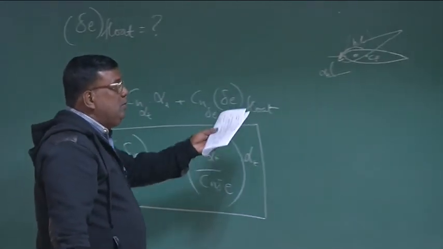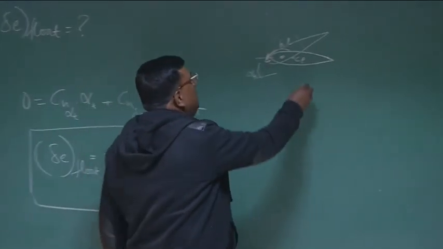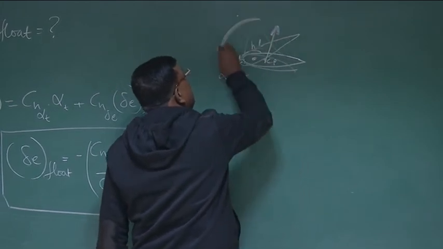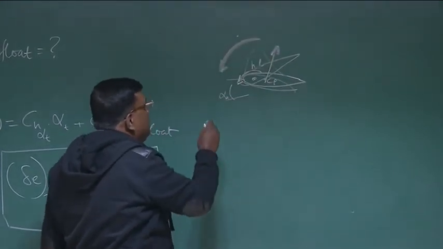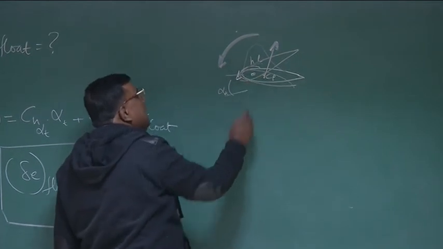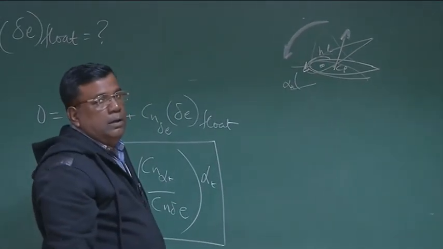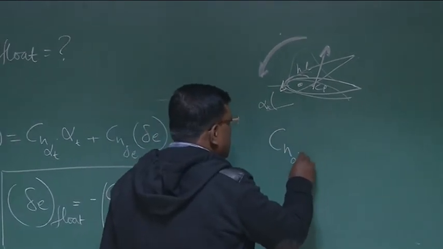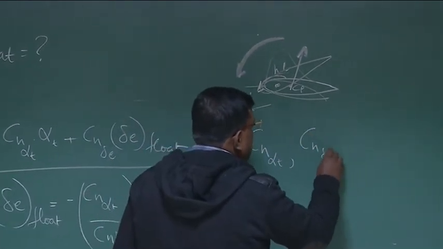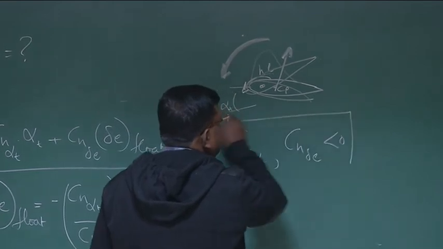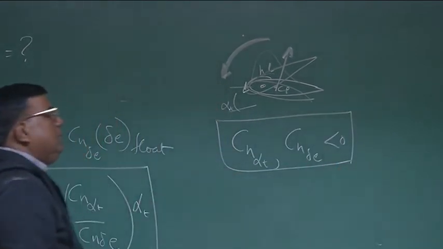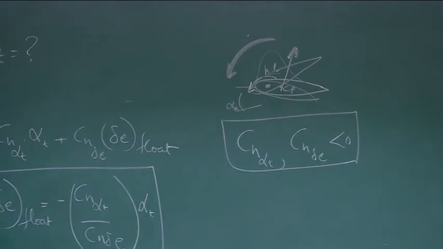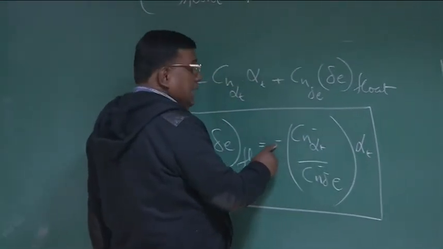A similar thing happens because of delta E also. If there is a delta E deflection, again the force will be like this, which will again give a nose down moment. So we could see that as long as the hinge line is ahead of the center of pressure of the elevator, CH alpha t and CH delta E are less than 0. This is very, very important. Now, if they are less than 0, then this is negative, and this is a negative term here.